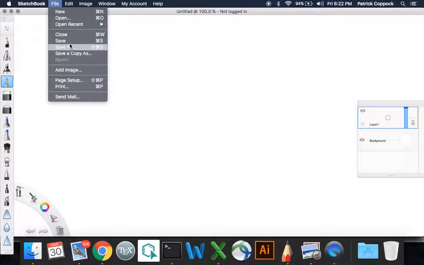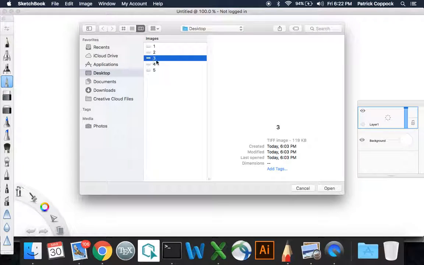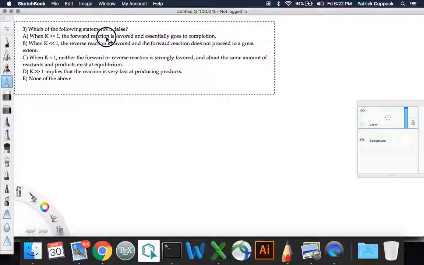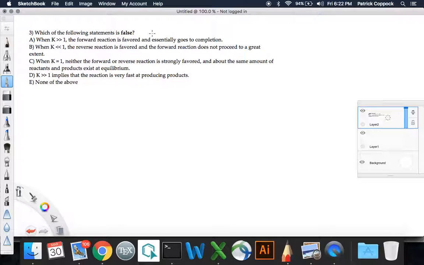Save, file, add image, 3. Okay, yeah. Which of the following statements is false?